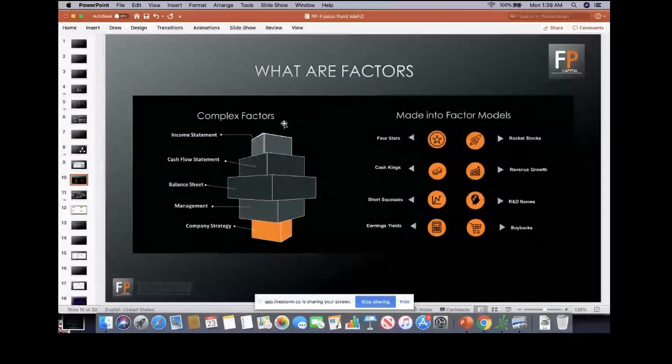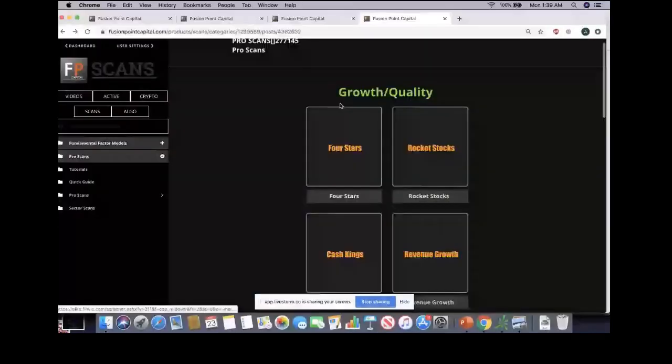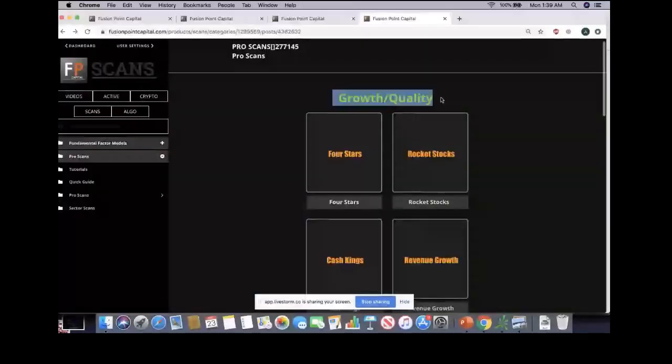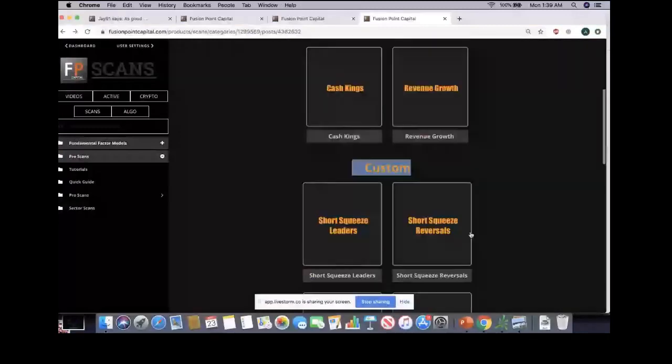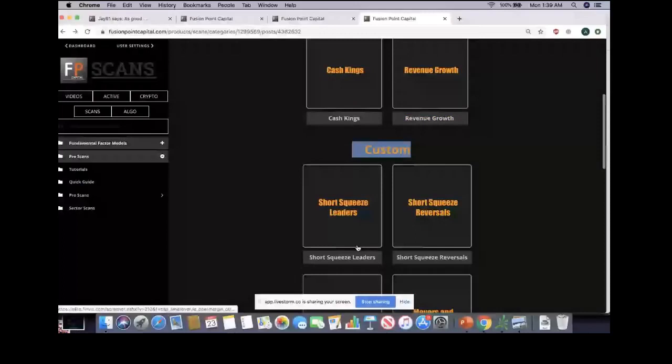And so for me, what I've done is I've taken a bunch of different factors and I've turned them into business models, basically. And some are very intuitive, something that's growing revenue very fast. It's very simple to understand. Others are a little bit more complex or are more unique to what I'm doing. I can just show you how I go through things, but it's growth and quality strategies. For those of you who've used factors, growth and quality, there's custom that is just short squeezes, things I've learned over the years, and then my value ones.